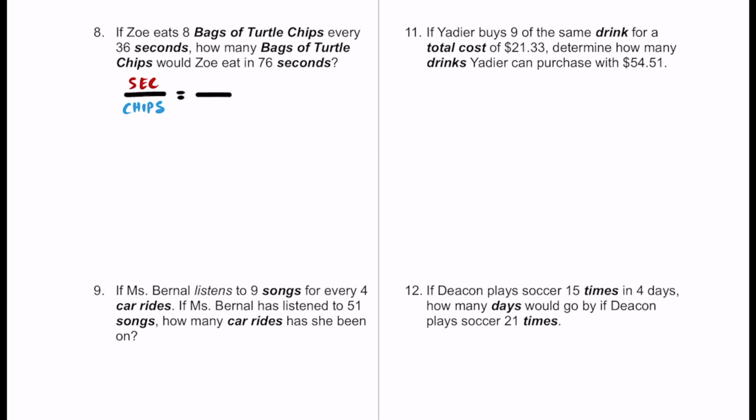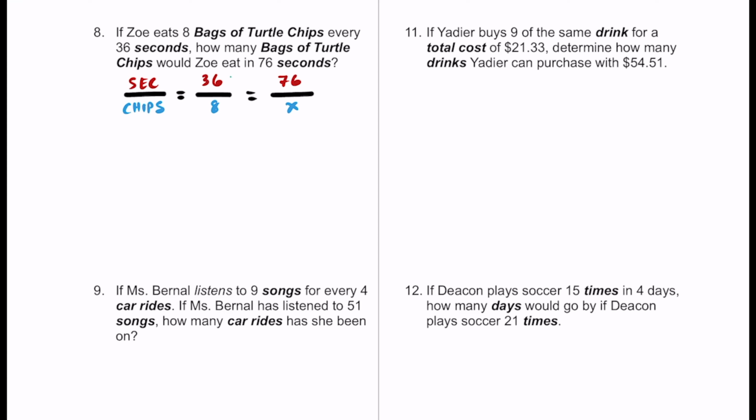So for the amount of seconds, it looks like we are told it's 36 seconds, and that's to eat 8 of these bags of chips. Let's put 8 on bottom. And they're saying, what if we have 76 seconds? So let's go ahead and put 76 on top where the time is, and put an x on bottom to represent the number of bags of chips that we don't know yet.